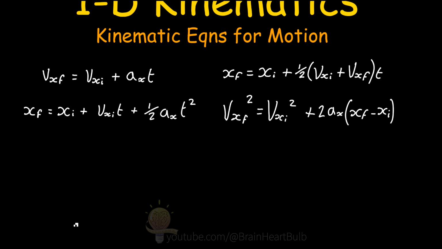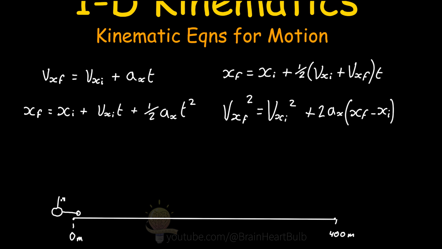So imagine we've got a drag race where our track is about 400 meters long, and we've got a car at the start of the race at 0 meters at rest. Now our race cars here can only move in one dimension. They're just going down a straight track. And we'll call this direction the X direction. Now initially, our race car is at position XI, which means the initial position. The car's final position will be at XF at the end of the race.